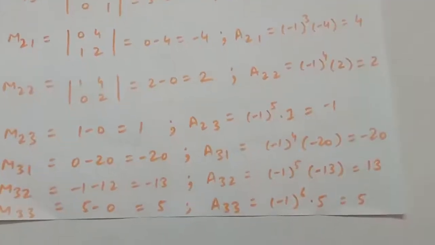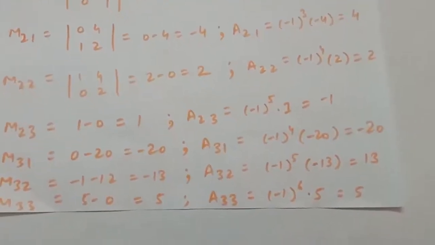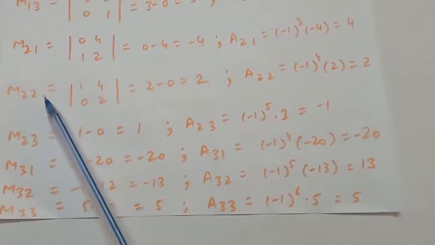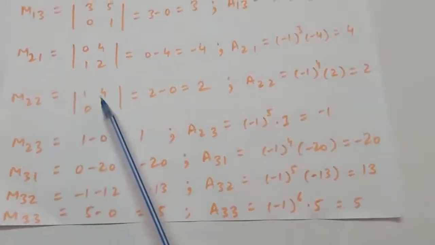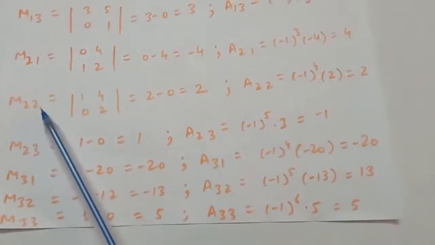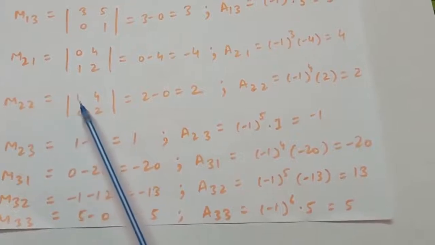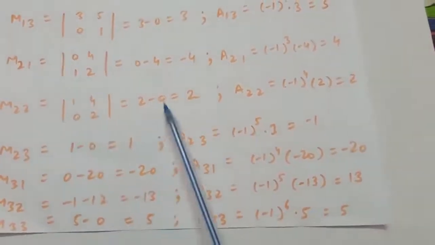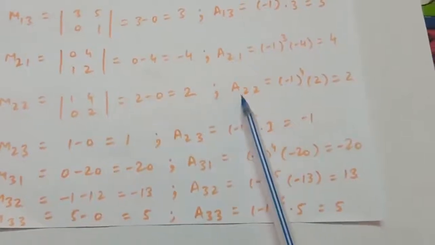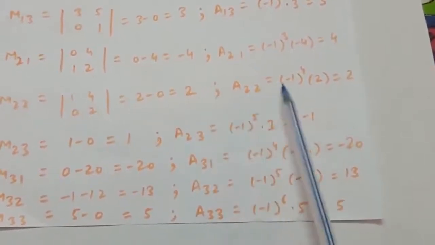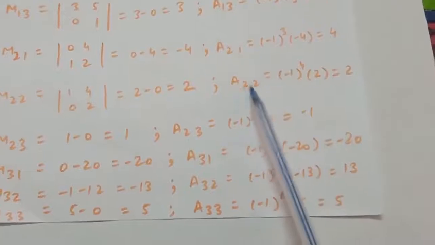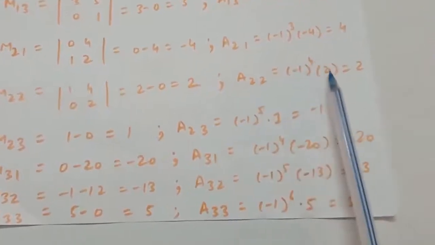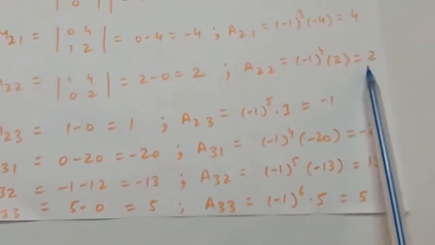Now minor of the element A22 will be M22, the determinant which you will get after deleting second row and second column. So this will be 2 minus 0 equal to 2, and cofactor will be multiply this minor with the minus 1 raised to the power 2 plus 2, that is 4. So the answer will be 2, right?